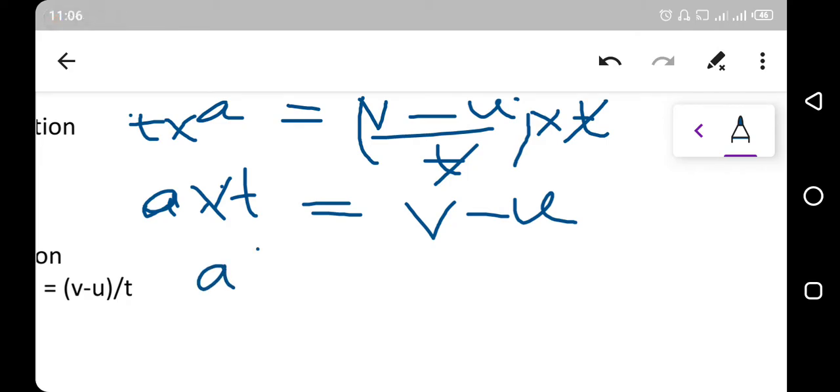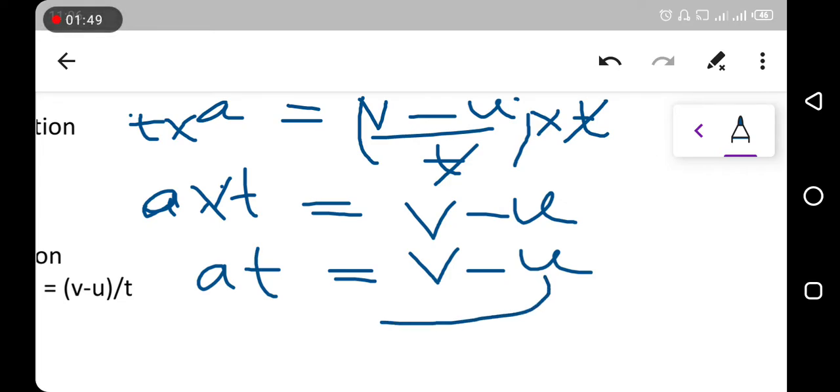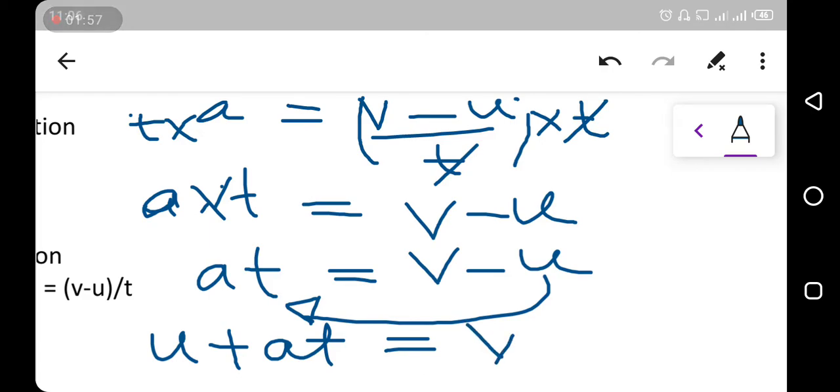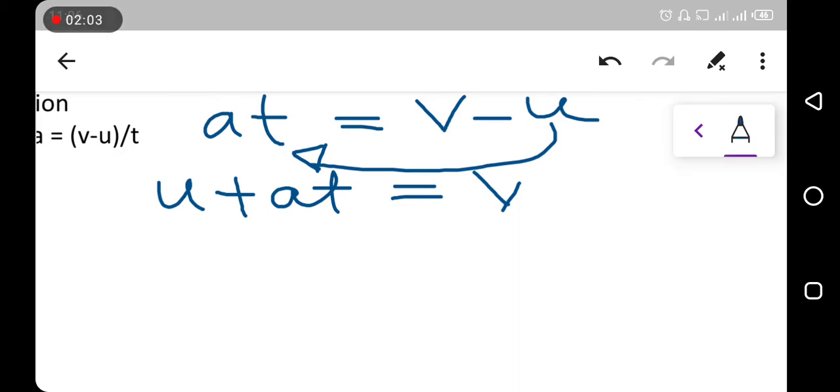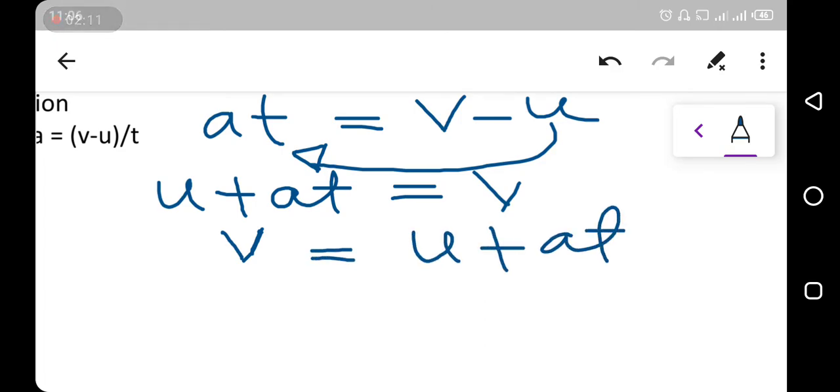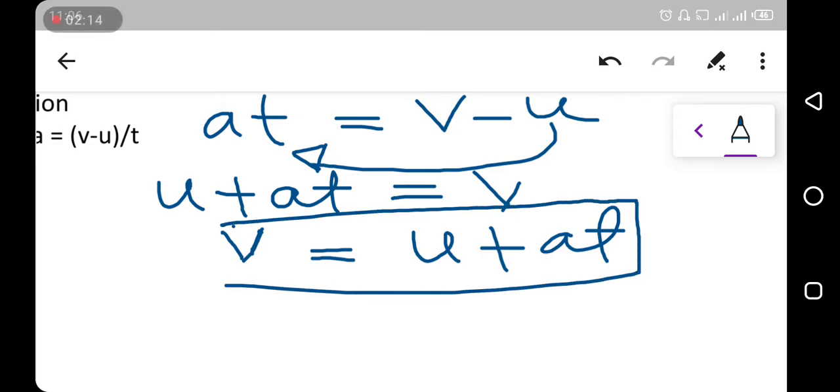So we have AT equals V minus U. Move the U to the left side, so we have U plus AT equals V. Arrange it so that V is the subject, so V equals U plus AT. This is the first equation of motion.